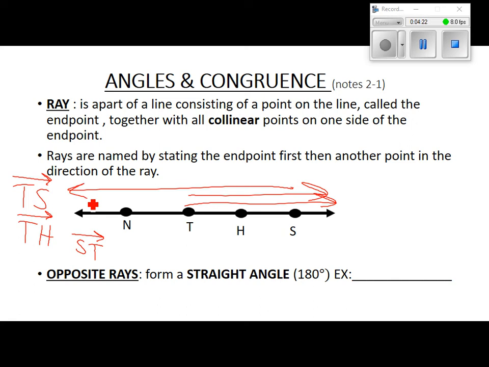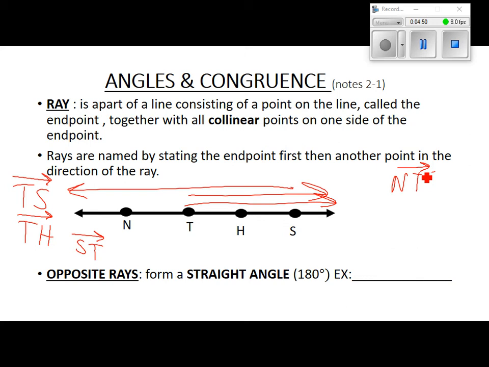With rays, the endpoint always has to come first. It should actually be the starting point, and you're just telling a direction. What if I gave you this ray? Ray NT, what's another way to name that ray? NH would work. Ray NH, what's another way? NS. All right, so all different ways to name a ray.